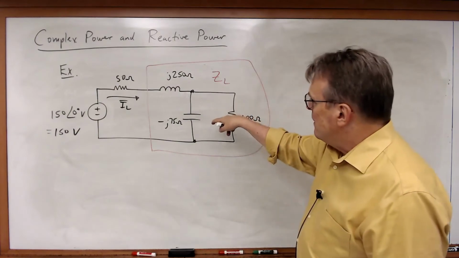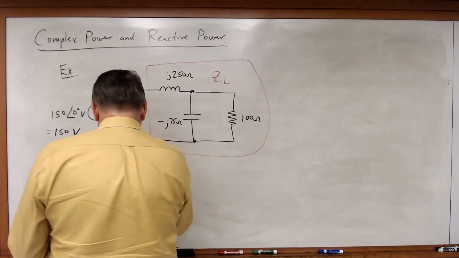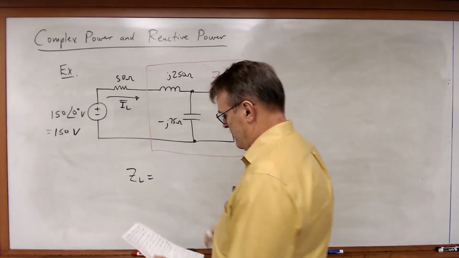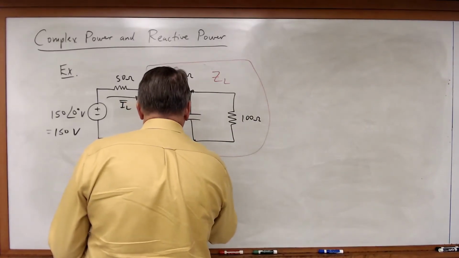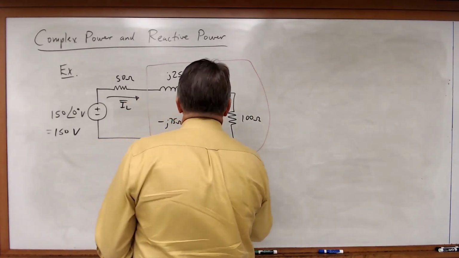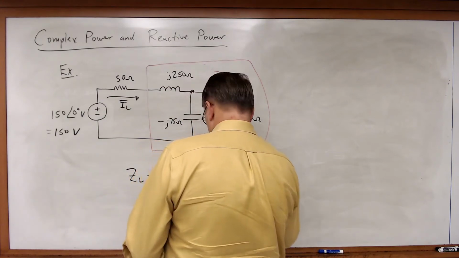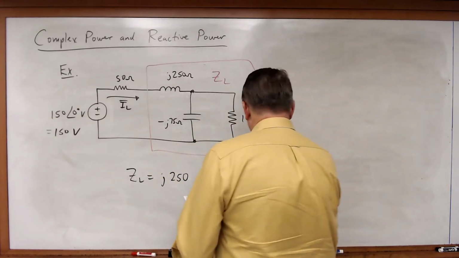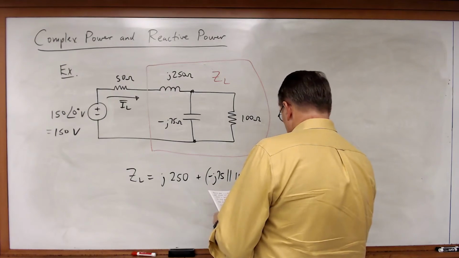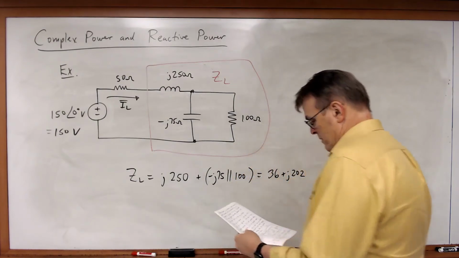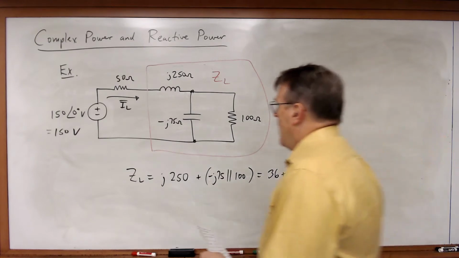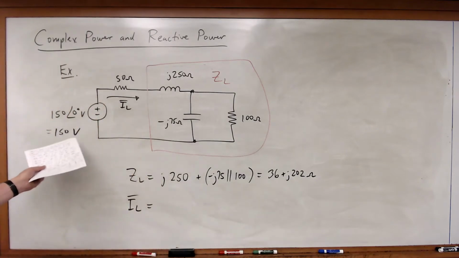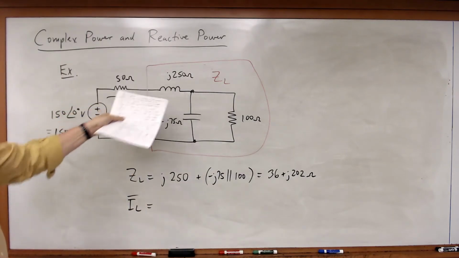And Z sub L is just equal to these two impedances in parallel added to that one. Just doing simple reduction here, this is J250 plus minus J75 in parallel with 100. If I calculate this, I get 36 plus J202 ohms. I sub L is therefore going to be equal to 150 divided by 50 plus Z sub L.